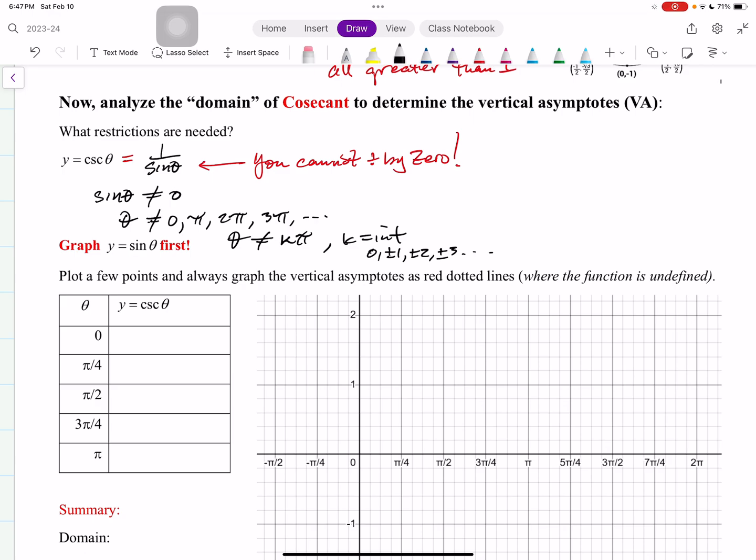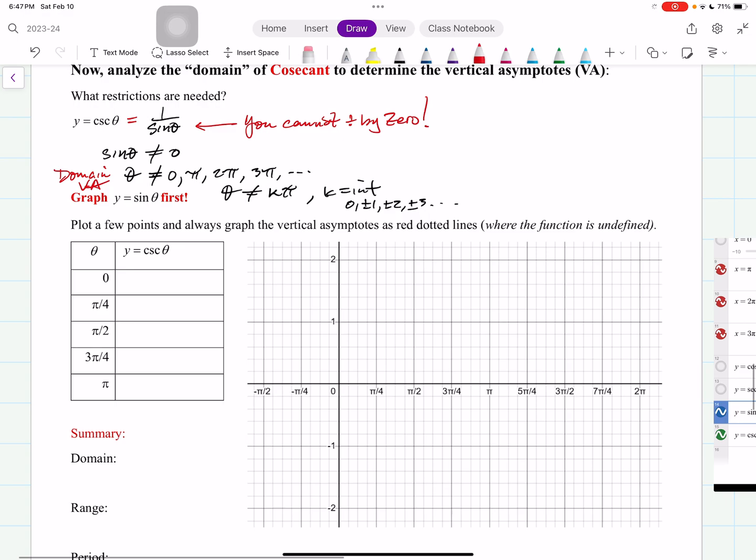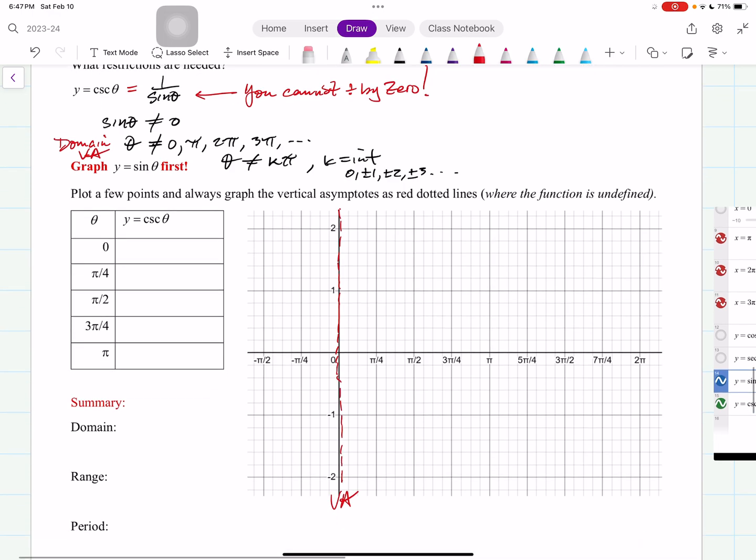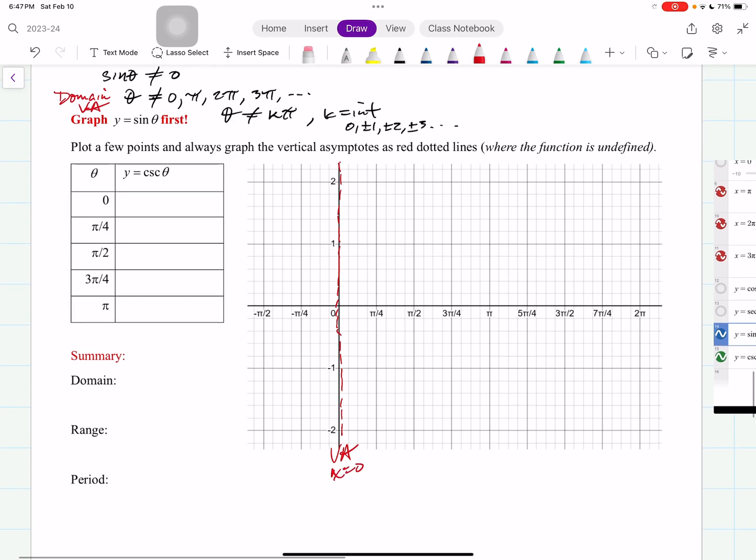So this is the domain, but it also gives you information on where your vertical asymptotes are. That's how you always start. You always analyze the domain first, and then you plot your vertical asymptotes at 0, pi, negative pi, 2 pi, negative 2 pi. All of these can be negative as well if you want to go to the left of 0. Then you graph it from there. It has to exist between these asymptotes. I'm going to draw them in first, as you see me do in every single video. So I have an asymptote at x equals 0, and then one at pi.